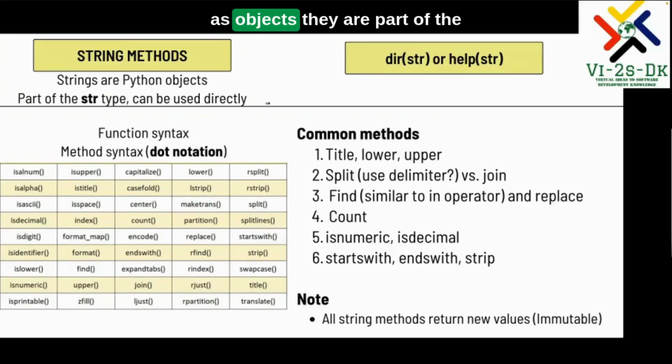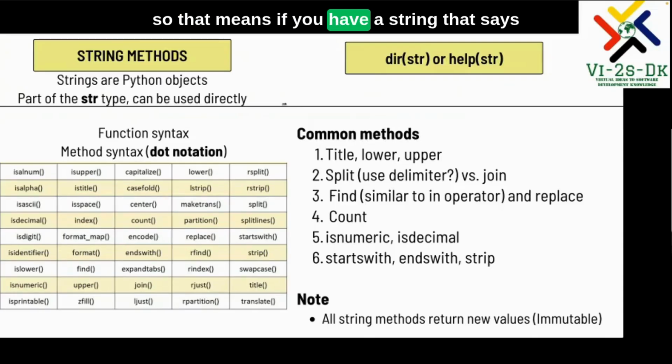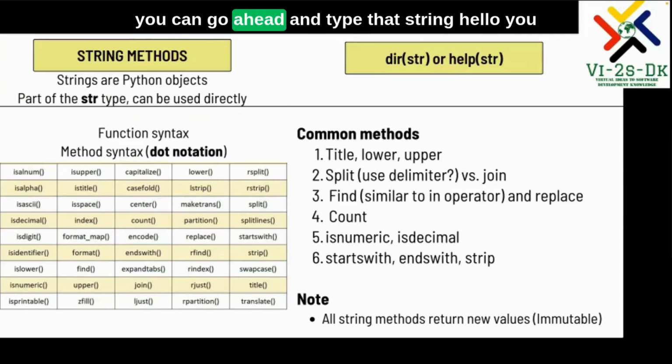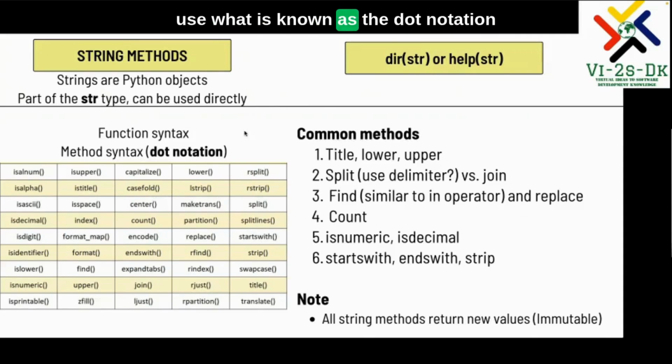As objects, they are part of the str type, which stands for string, and you can use it directly. So if you have a string that says hello, you can type that string and use what is known as the dot notation. You put a dot at the end of hello and use any of these methods. There's a subtle difference between a function and a method. The function is not really tied to an object, not tied to a class, but the method is tied to an object.